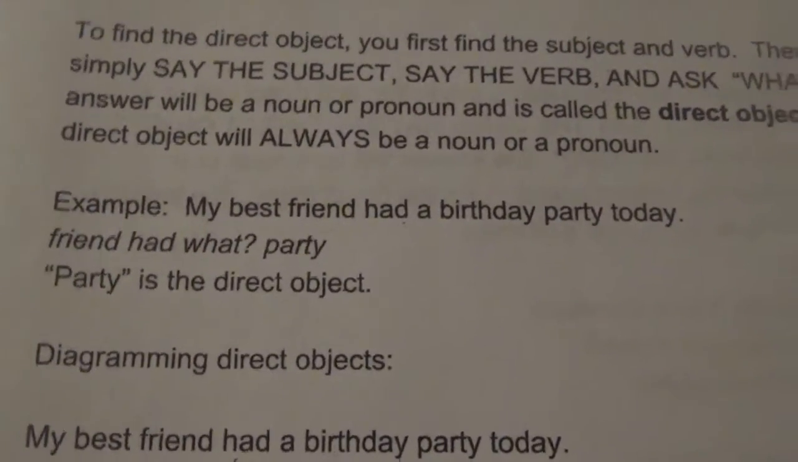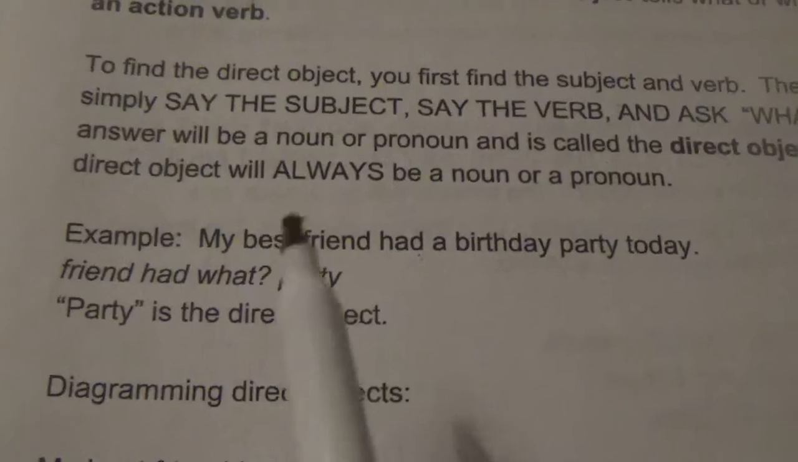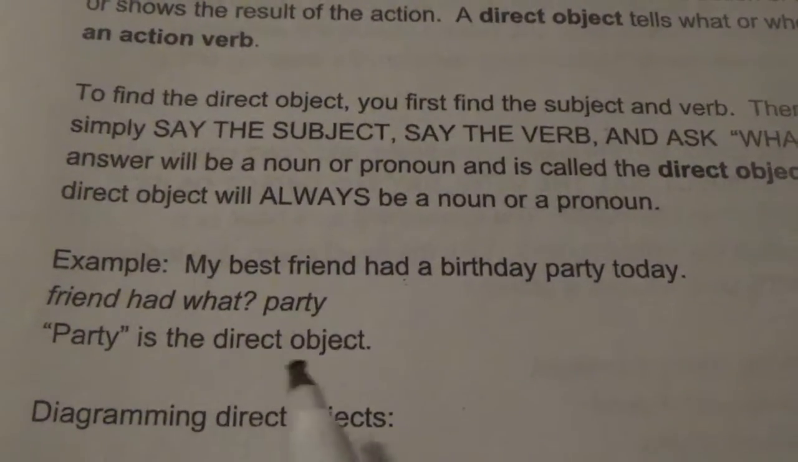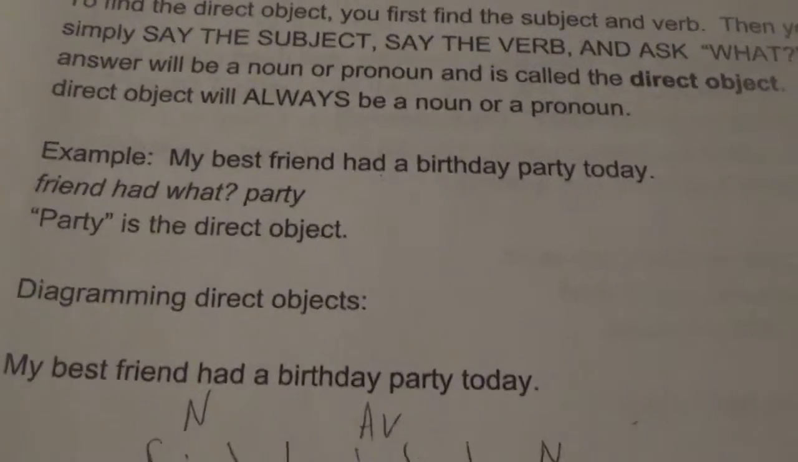So let's look at this sentence. My best friend had a birthday party today. Friend had what? Party. Party is the direct object. Okay, so let's look at some sentences with a direct object.